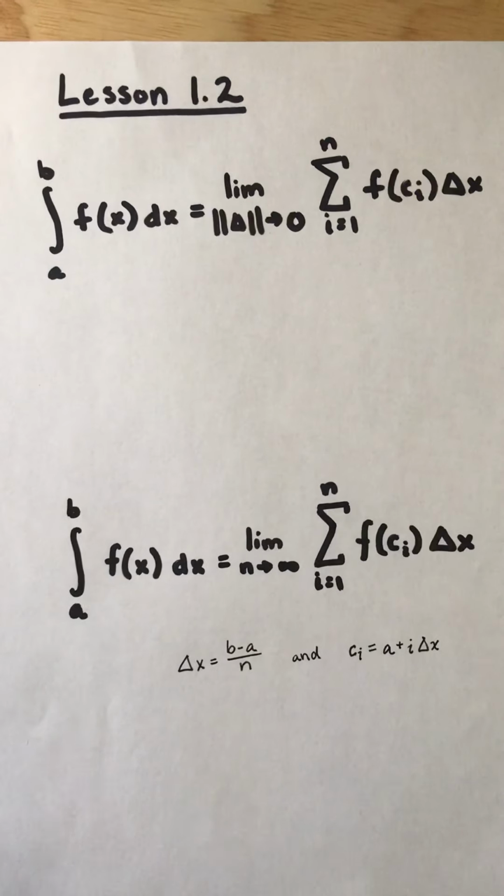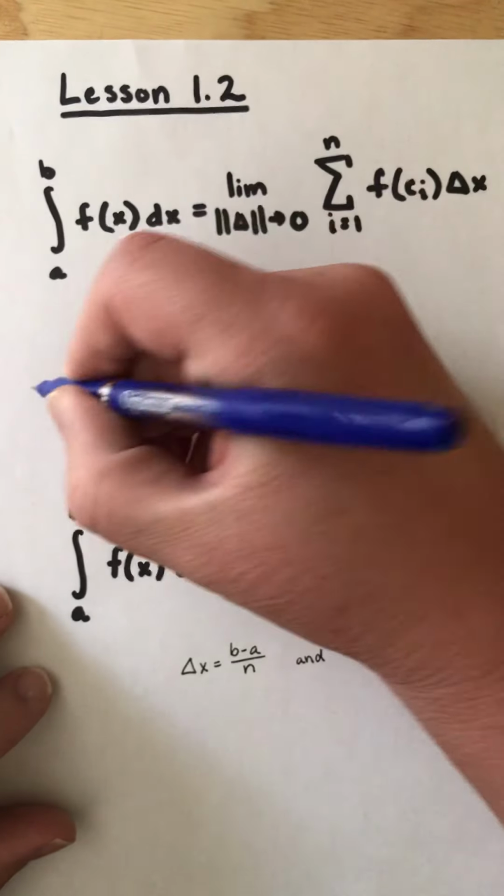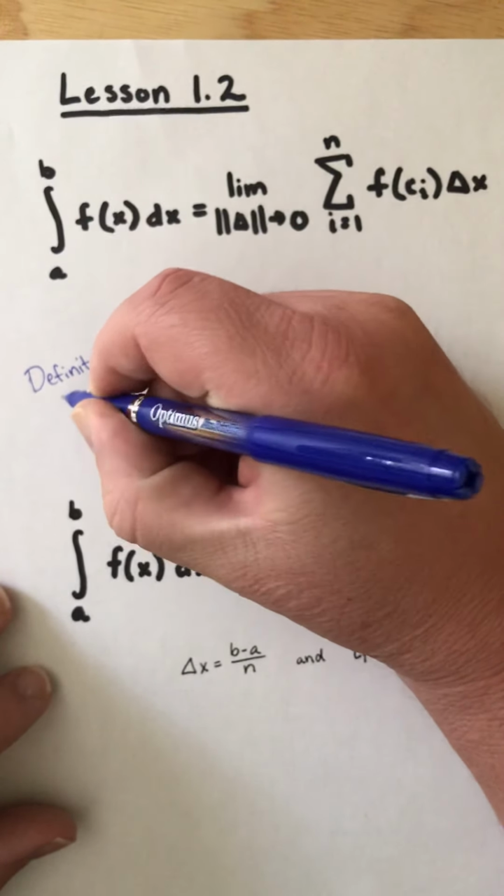So in lesson 1.1, we talked about Riemann sums. In lesson 1.2, we're going to talk about a new thing called definite integrals. And what we're going to do is use definite integrals in terms of limits of Riemann sums.